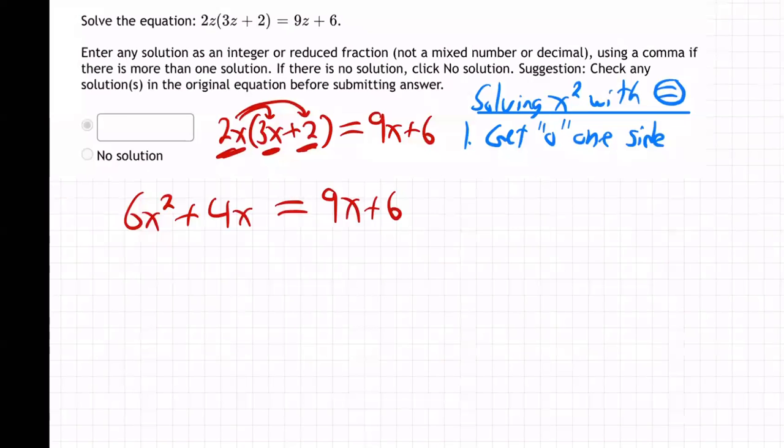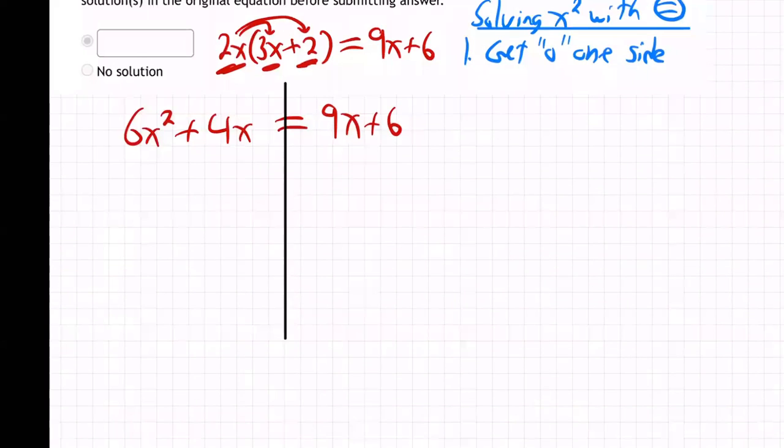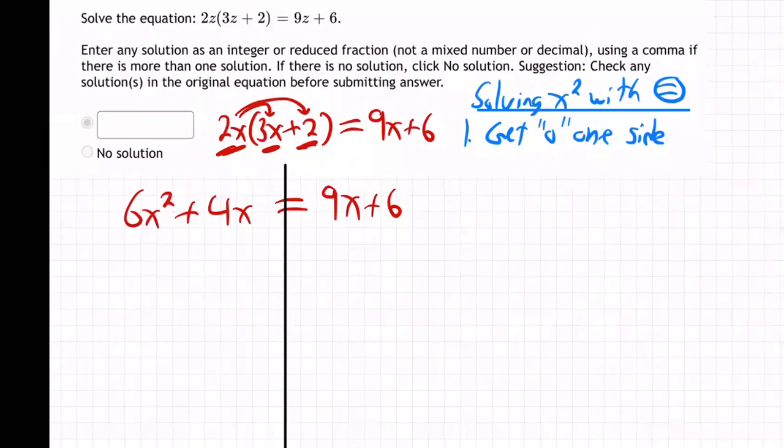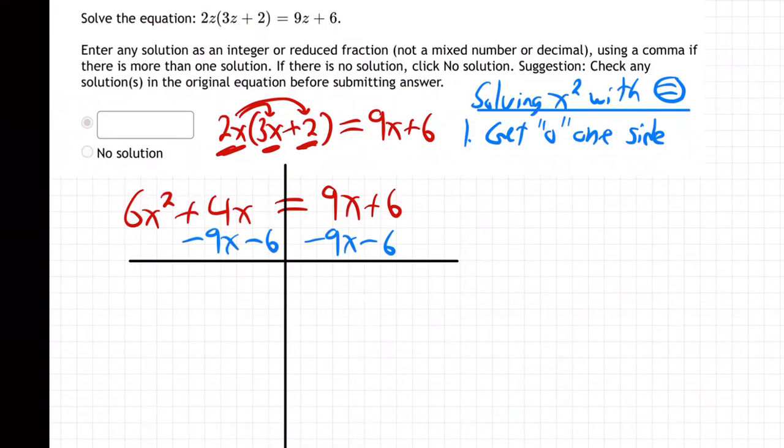Well, here, let's put in the wall of separation first off. Here's the wall. The first thing we need to do is subtract the 9x and 6 from both sides. That way, these will cancel. There'll be nothing left on the right side but 0, which is what it says: get 0 on one side.